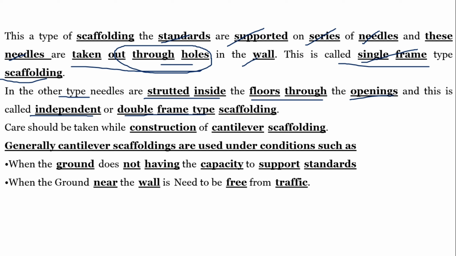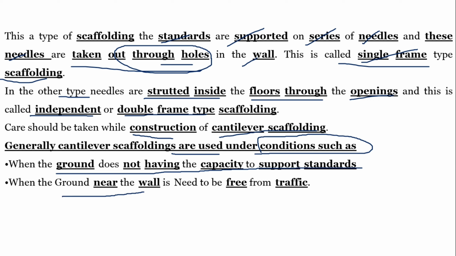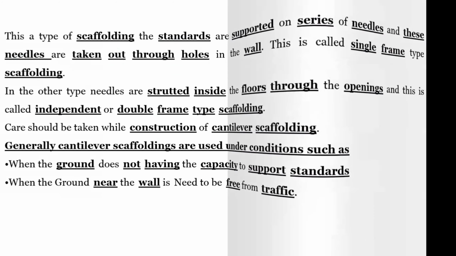Care should be taken during the construction of cantilever scaffolding. Generally, cantilever scaffolding is used under conditions such as when the ground does not have the capacity to support the standard. Clear, we discussed earlier that if the roadway is a maximum of 1 meter or 1.5 meter, or we do not have suitable ground clearance, at that time the cantilever is also used. And when the ground nearer to the wall needs to be free from traffic. Okay, so in both conditions we choose method number 3.